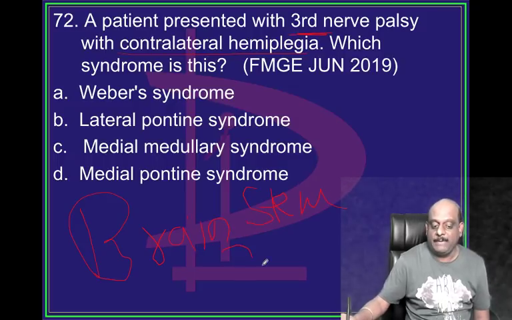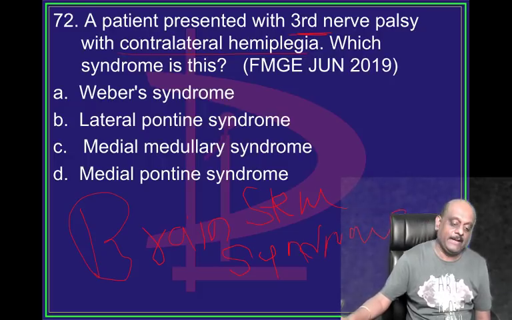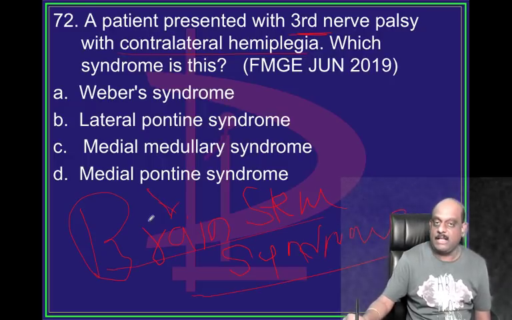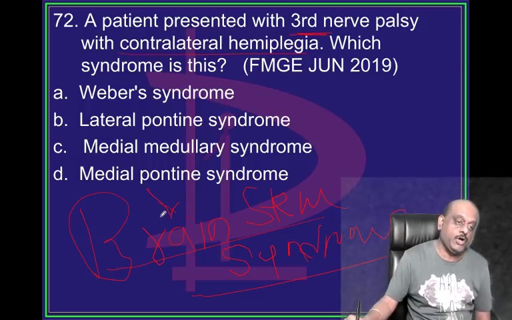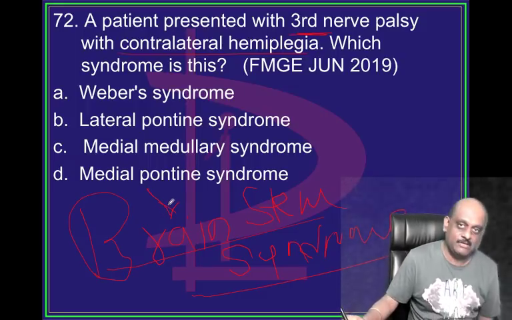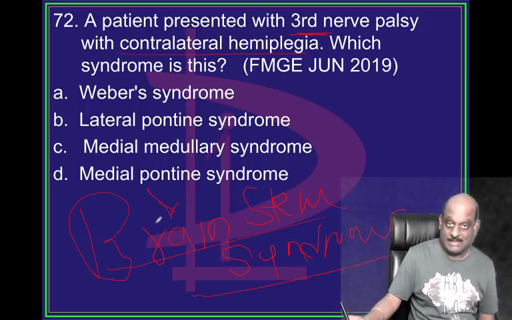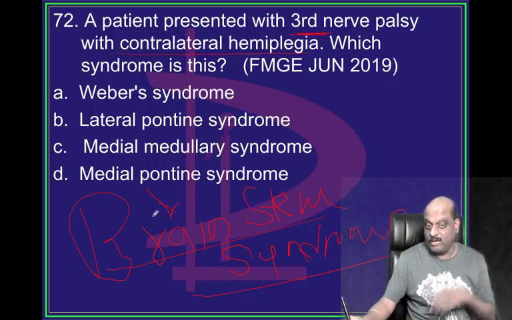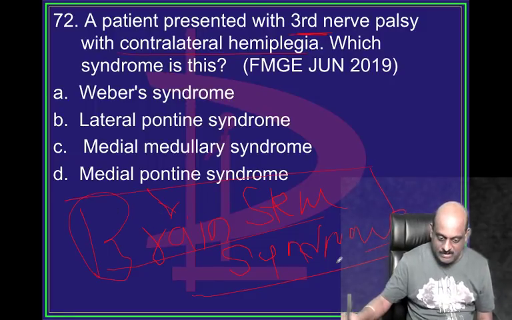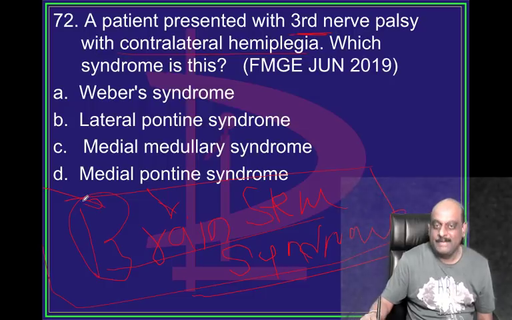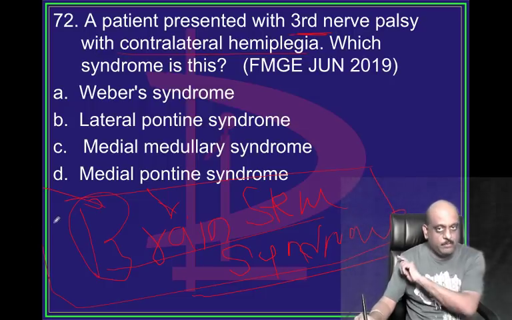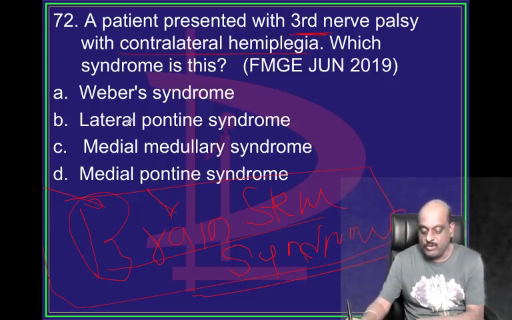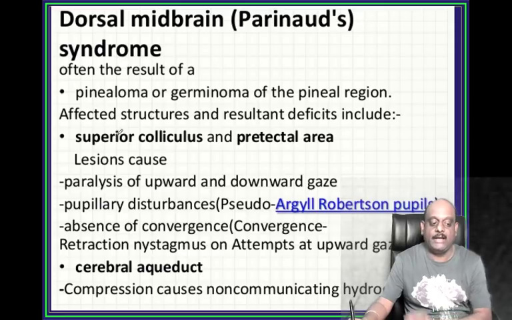If the question paper does not have it, my name is not Murali Bharadwaj, I will change my name. Dr. Weber, Dr. Benedict, Dr. Nothnagel, I will change my name. I am betting you. It will definitely be asked in NEET PG. Okay? So, Weber syndrome, doctor.